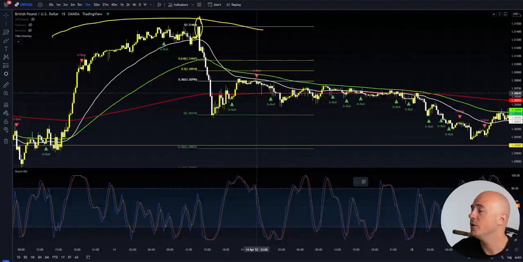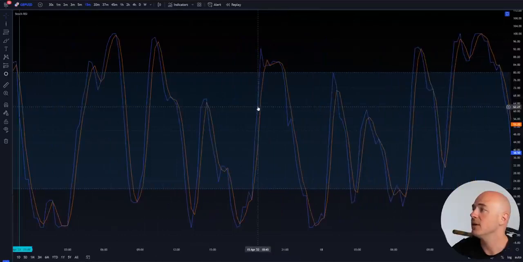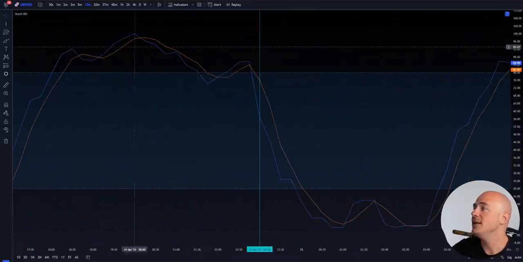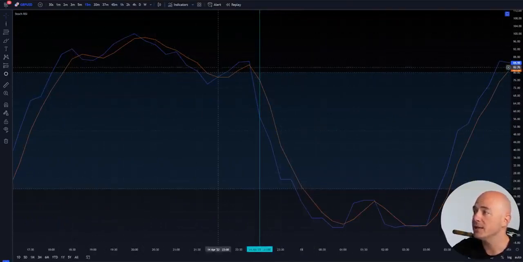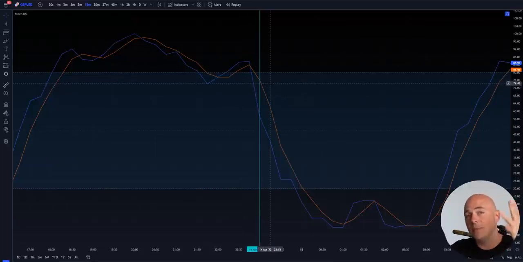That's 3. Now, if we draw a vertical line on that candle right there and pull up a stochastic RSI, you can see that the stochastic RSI is crossing over and going in the downwards direction. We are in an overbought territory and stochastic is crossing over. That is confluence number 4.